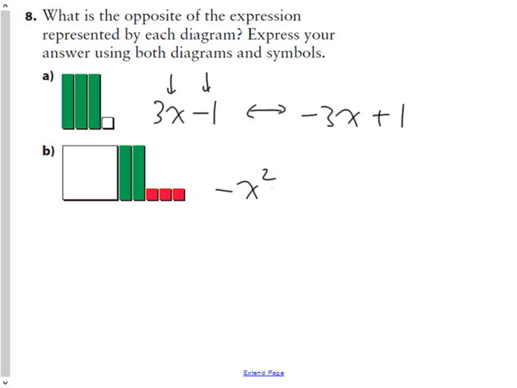This is a -x squared plus 2x plus 3. So its opposite will be a +x squared, a -2x, and a -3.